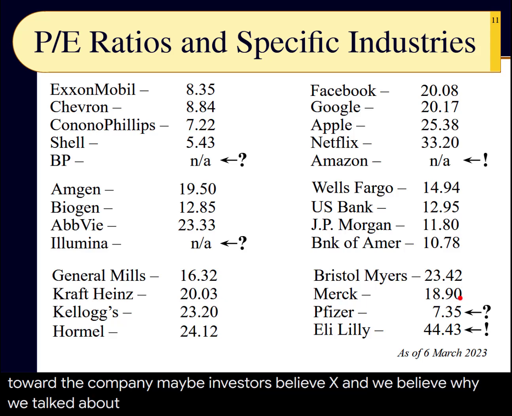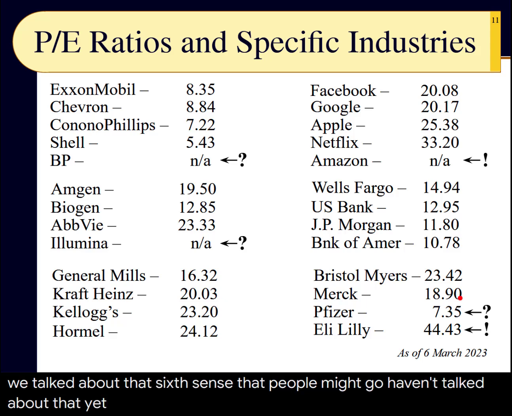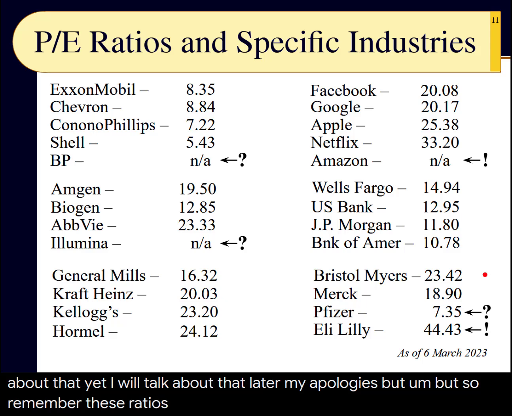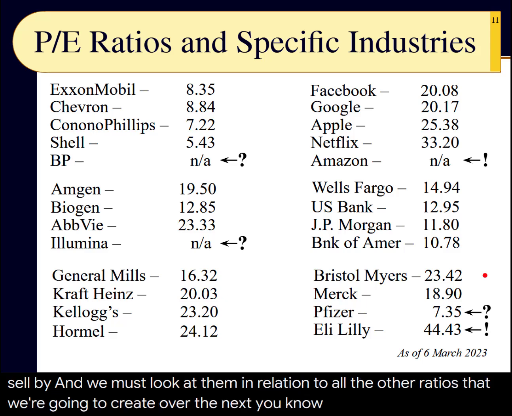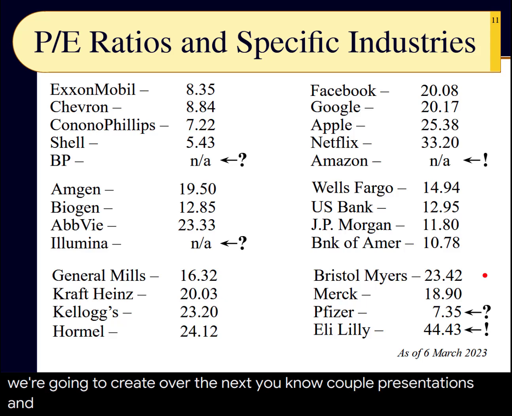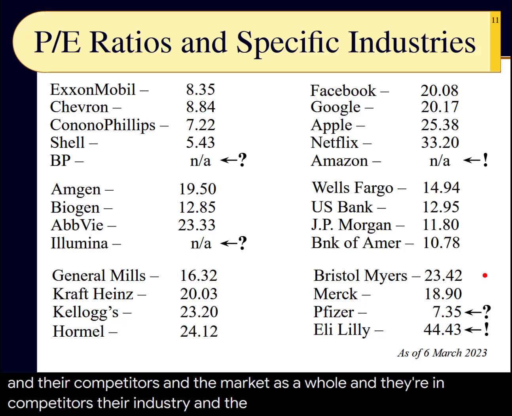Remember, we talked about that sixth sense that people might have. Oh, we haven't talked about that yet. We'll talk about that later. My apologies. But remember, these ratios are not a go or no go, buy or sell. They're a stew, and we must look at them in relation to all the other ratios that we're going to create over the next couple of presentations, and their competitors, their industry, and the market as a whole.